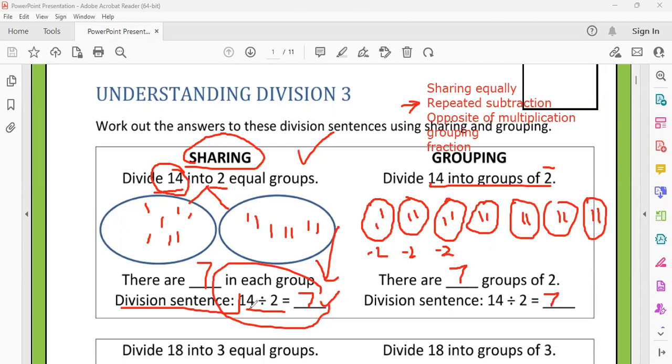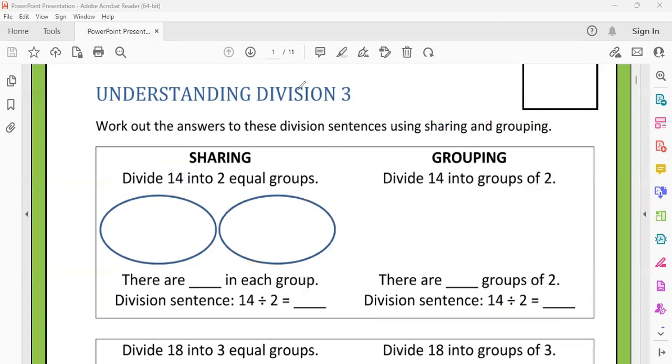So you see, guys and girls, 14 divided by 2 can be drawn in 2 ways. Either I can draw it as sharing equally, 14 divided into 2 equal groups, or 14 divided into groups of 2. I hope at this level, Standard 5, you are able to differentiate already. These two things are very different. The drawing is different. Now, this comes from the basics of multiplication.